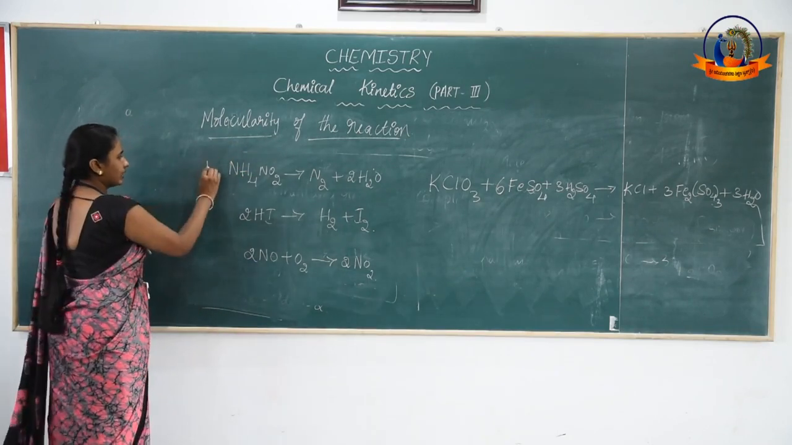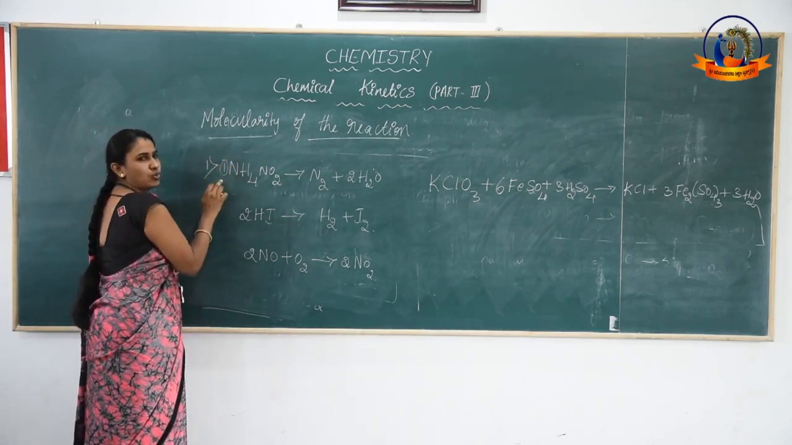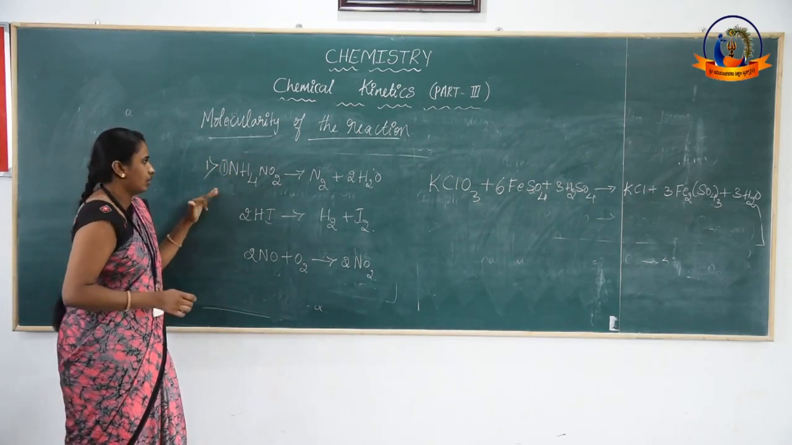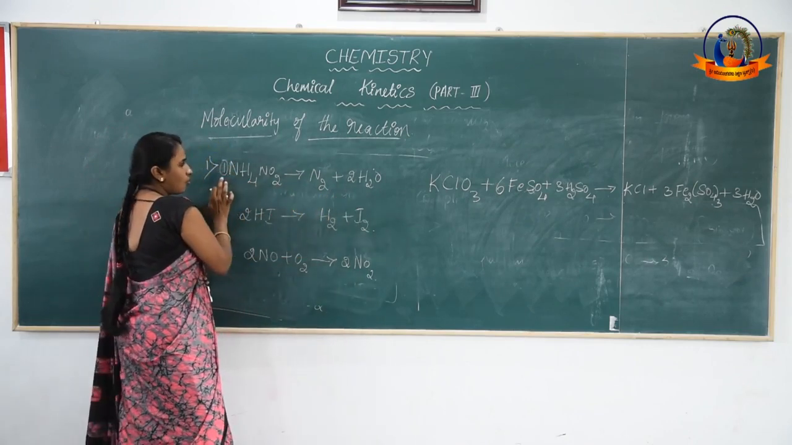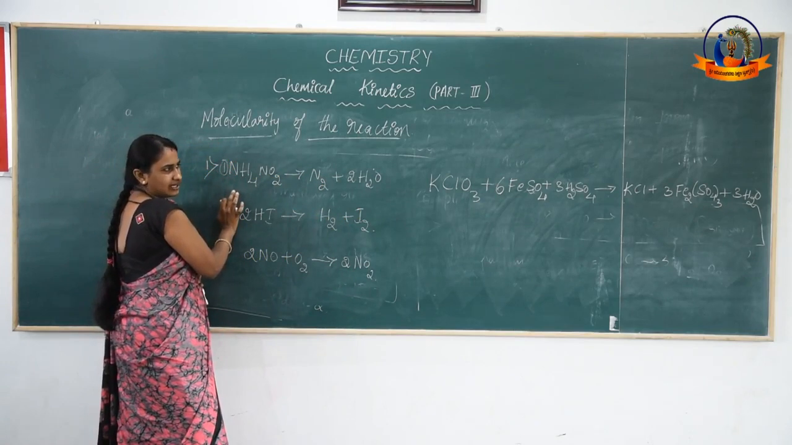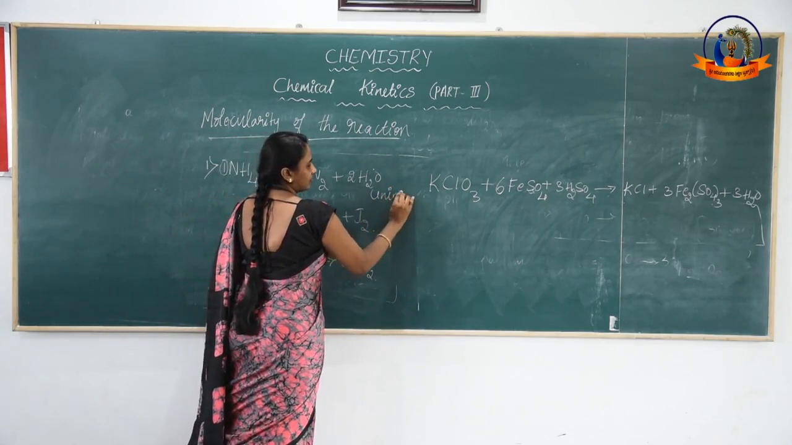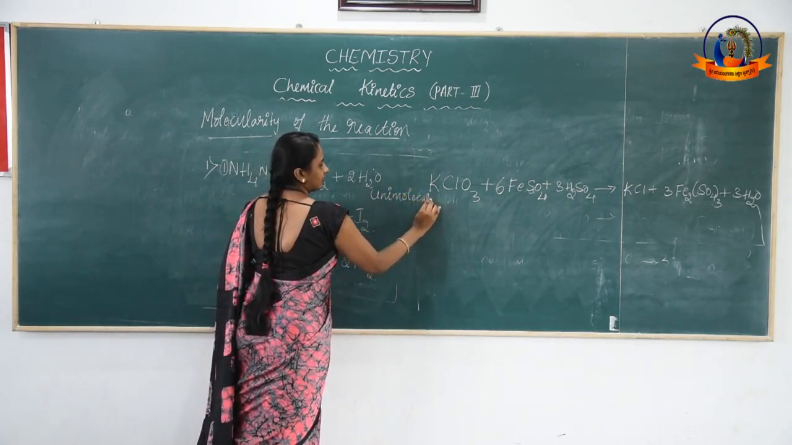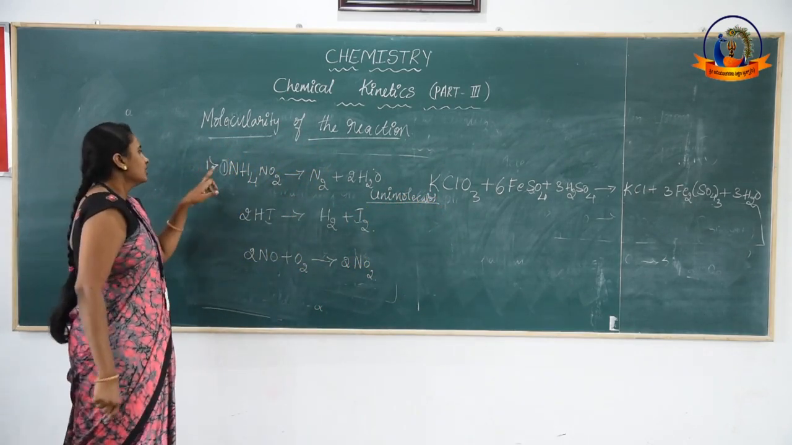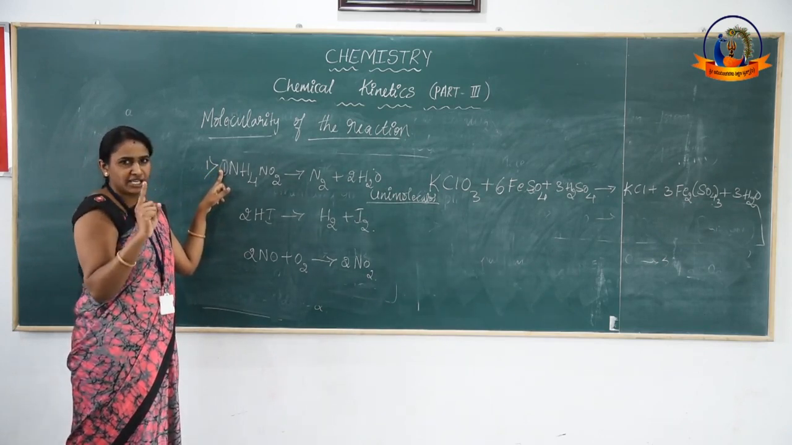Look at this equation 1. In this equation, the molecularity of this reaction is 1. It means the order of this reaction is also 1. The molecularity is 1 because the reactant molecularity is 1. Therefore, this reaction will be called a unimolecular reaction. Uni means single, so uni means one. In a unimolecular reaction, the reacting species should involve only one type at all.